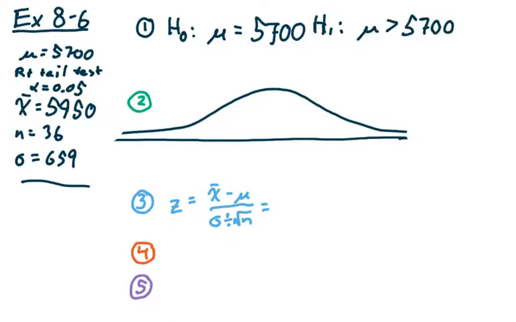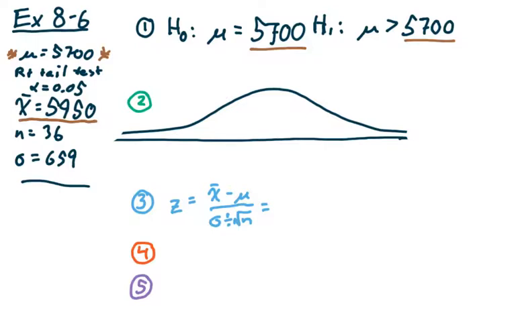H1 is mu is greater than 5,700. Here, notice the value that we're comparing our population parameter to is the same. Don't be tempted to come over here and use this sample information. Remember, we're making a claim about the population parameter. We have the sample information from which to work, but we're only talking about the parameter mu in this particular case in our hypotheses.